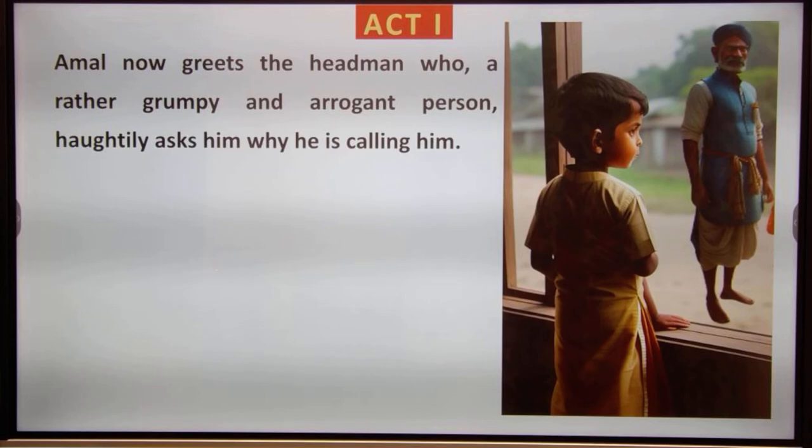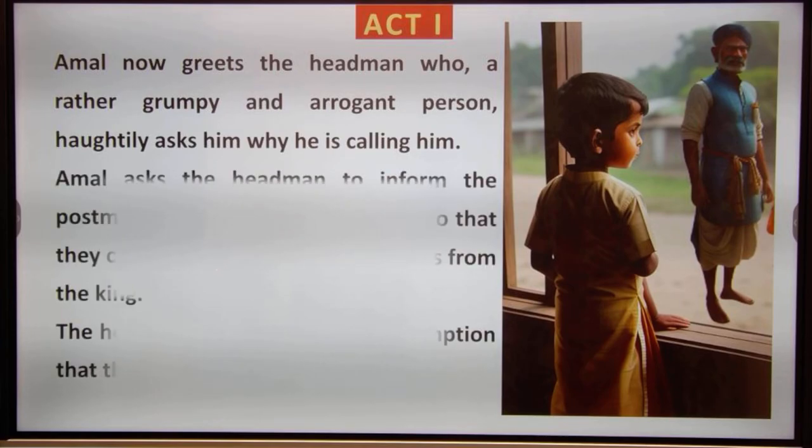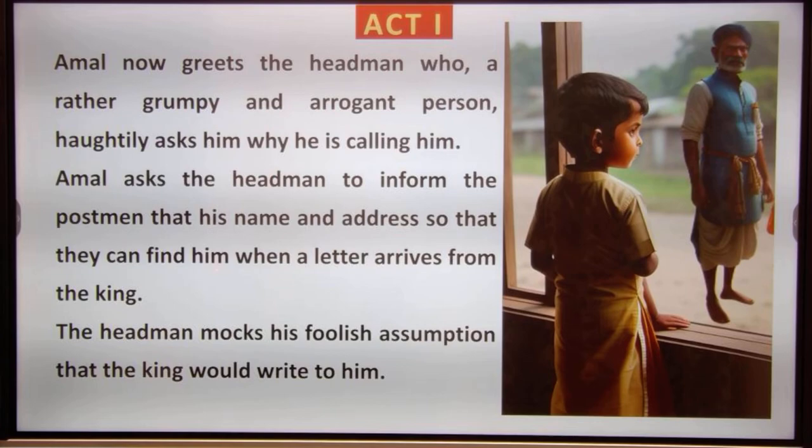Now, Amal greets the headman, the grumpy and arrogant person. And he sees that Amal is acting like he is reading a letter. This headman haughtily asks him why he is calling him. Amal says, please help him in this matter. He wants the headman to inform the postman his name and address so that they can find him when a letter arrives from the king.